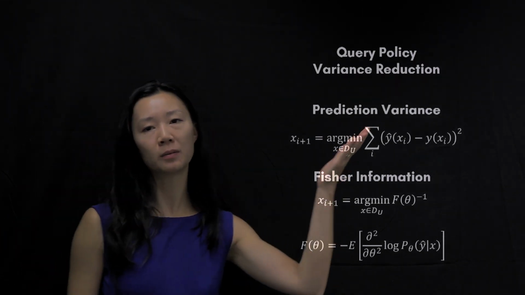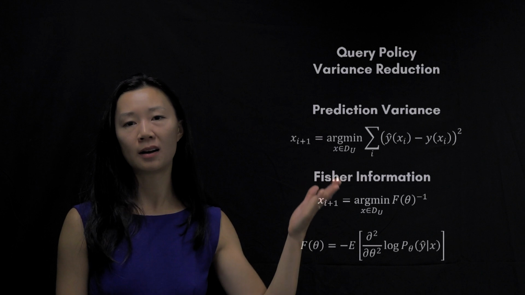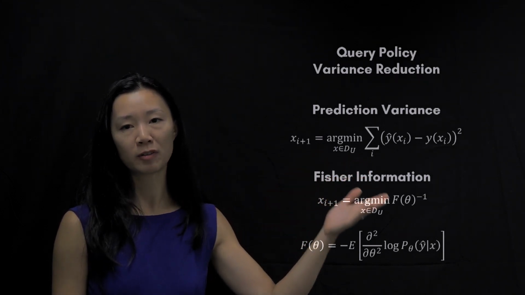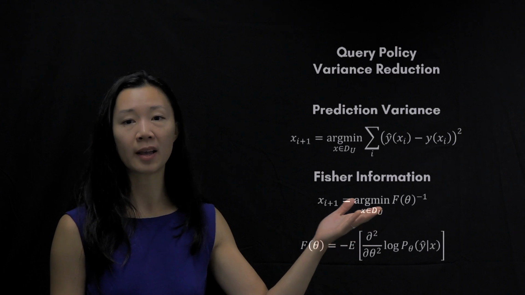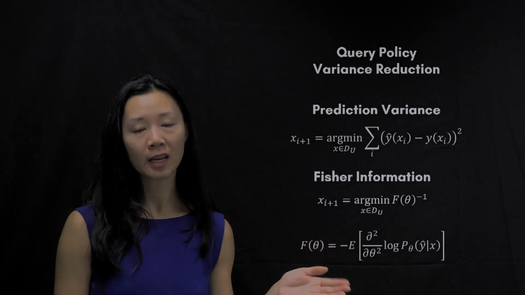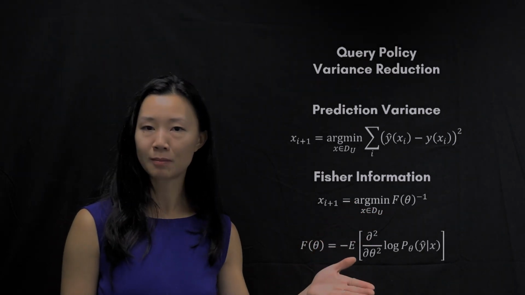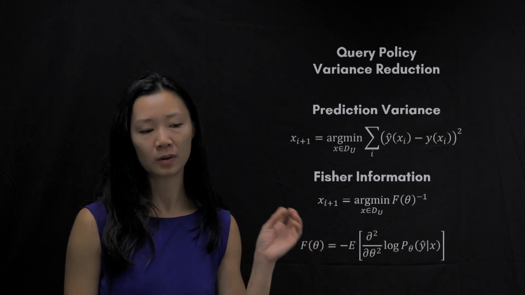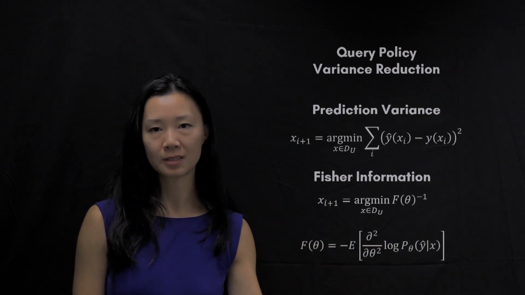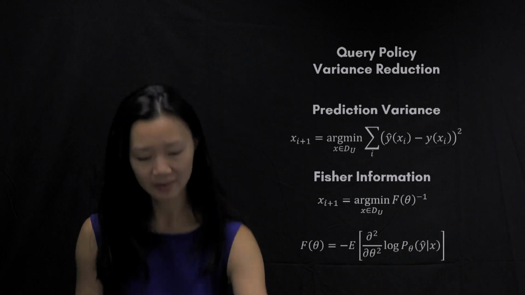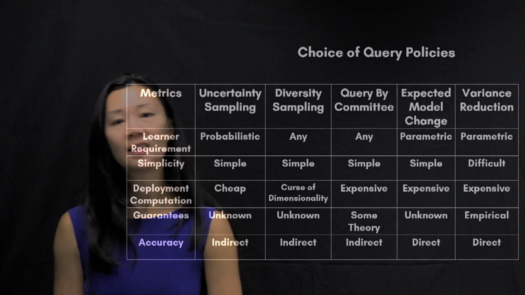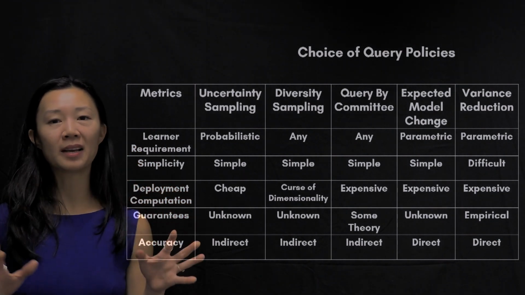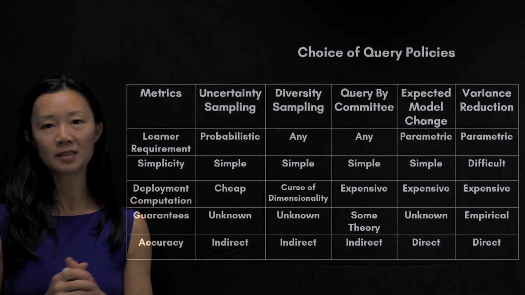And so really, when we implement prediction variance, authors have used Fisher information as a stand-in for prediction variance, where Fisher information is described by f of theta, where f of theta is the expected value of the second partial derivative of the log probability of your output relative to your input. Okay. So there are a lot of query policies, and there are many ways that they can impact performance.